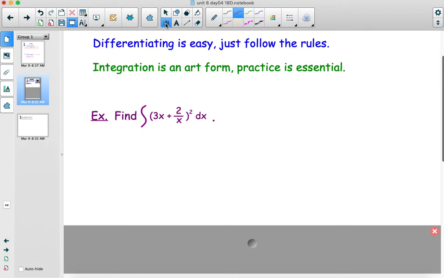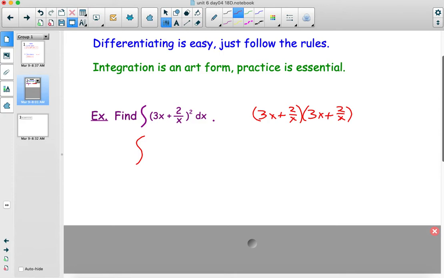So what we want to do is ask, is there another way we can write this expression? Well, sure, let's square it. Let's multiply 3x plus 2 over x times itself and see if that's an easier form to work with.